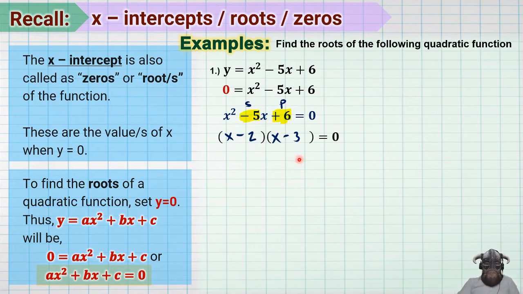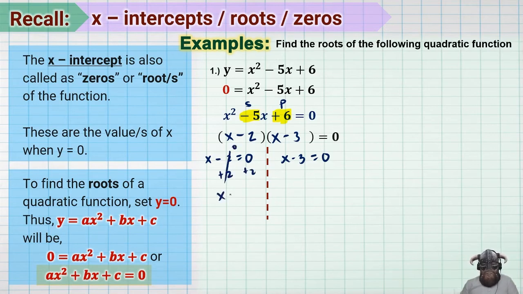From that, we'll solve for the two values of x by separating them. We have two equations now: x minus 2 is equal to 0 and x minus 3 is equal to 0. Having that, we can add 2 for both sides on the left equation, making this one 0. May iwan na lang dito si x. Then 0 plus 2 is positive 2. Therefore, one value of x is 2.